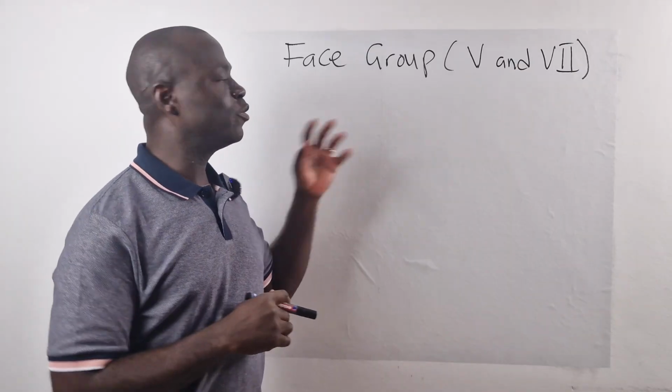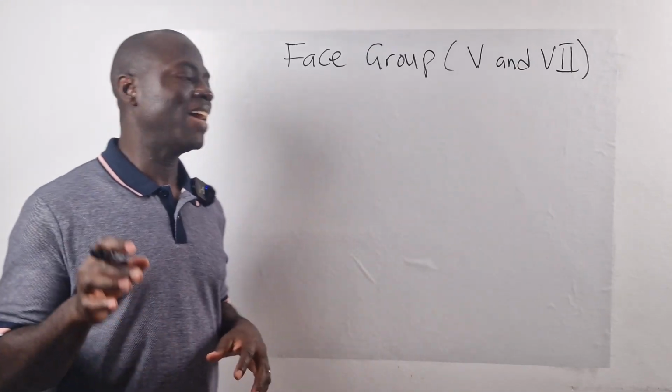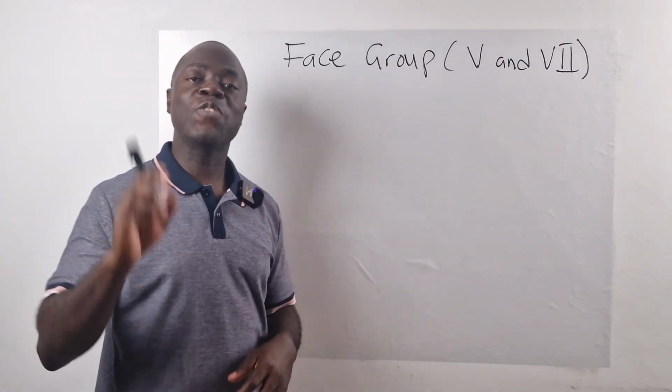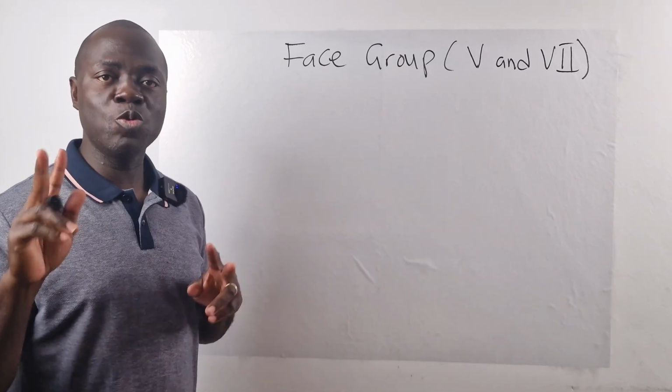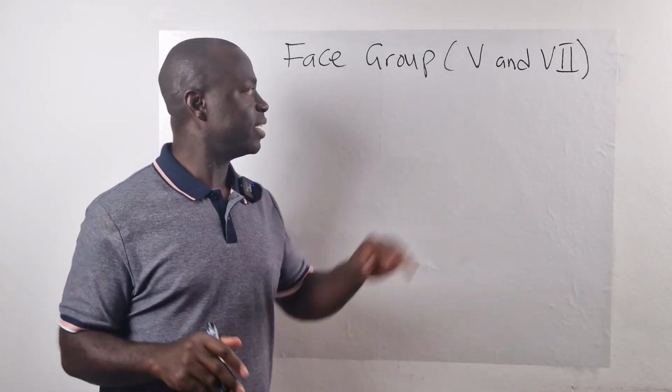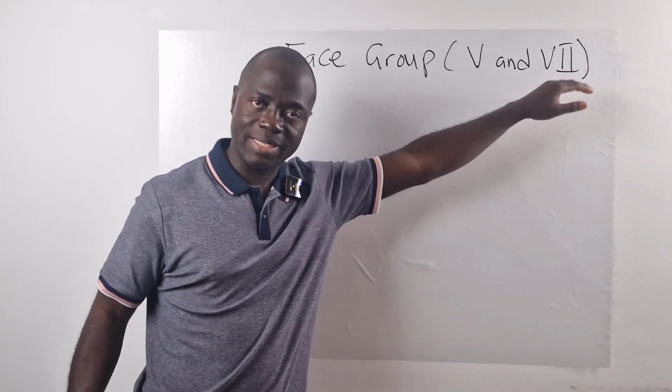Now let us move to the face group. I nearly said Facebook group. So face group. 2 nerves dominate this region. Cranial nerve 5 and 7.